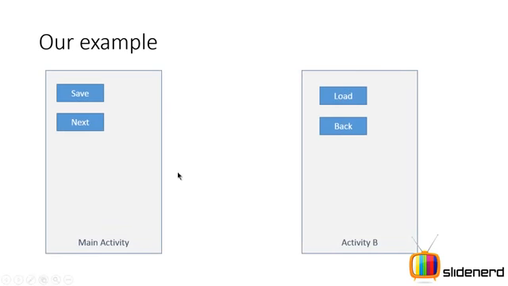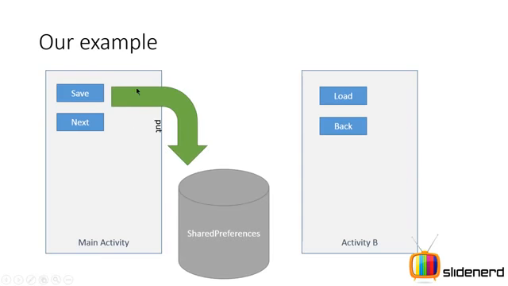So now let's talk about our simple example which will be running in the next video. What we have is two activities, A and B. There is a save button which is going to put some data inside the shared preferences file, and there's a load button inside activity B that's going to get the data from our shared preferences file. So we'll be seeing this in action in the next video.